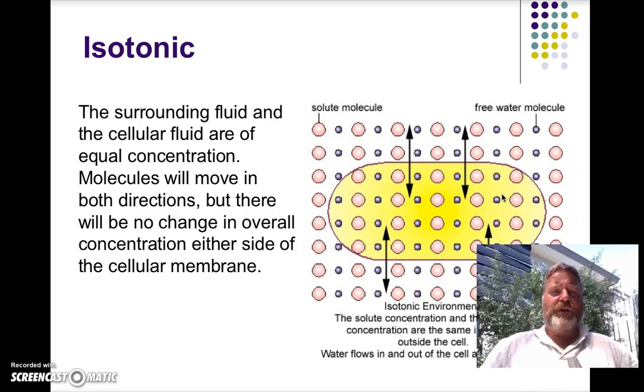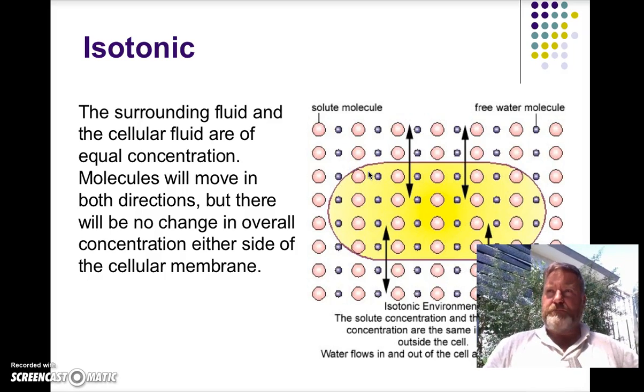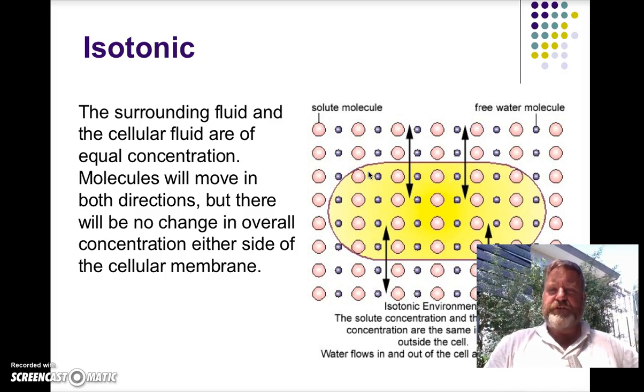We talk about things being isotonic, hypotonic or hypertonic, and here we're seeing an isotonic situation. So the water, the little purple dots, and the solute, the pink dots, are in equal concentration either side of the membrane. Now, that doesn't mean there won't be any movement, but movement's going to be slow, and movement's going to maintain that balance. We won't see a great deal of change in that.